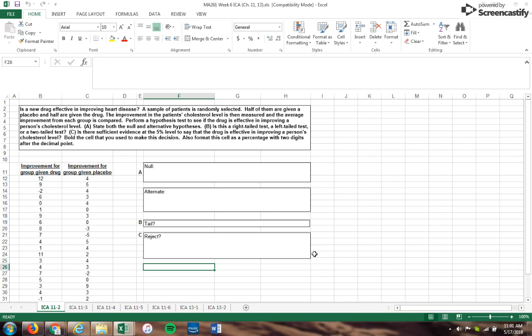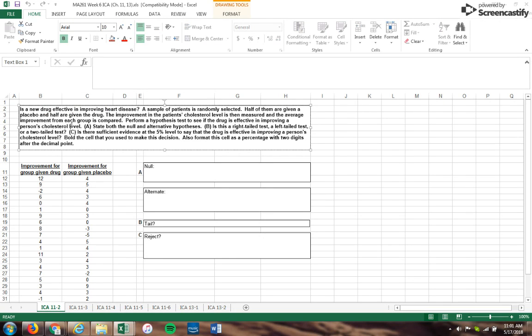11-2 for this week. And here's a question. Is a new drug effective in improving heart disease? A sample of patients is randomly selected. Half of them are given a placebo and half of them are given the drug. The improvement in the patient's cholesterol level is then measured, and the average improvement from each group is compared. Perform a hypothesis test to see if the drug is effective in improving a person's cholesterol level.